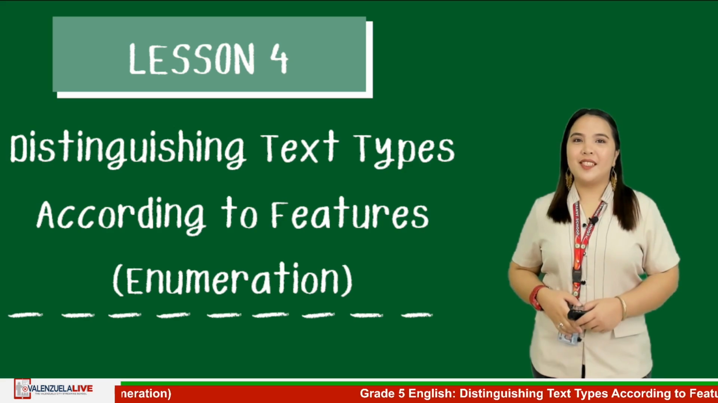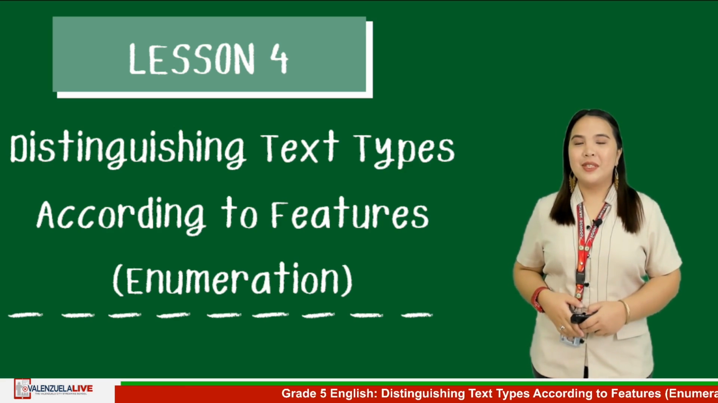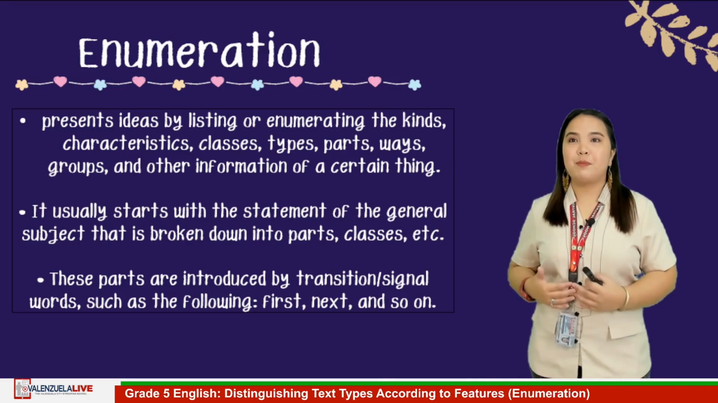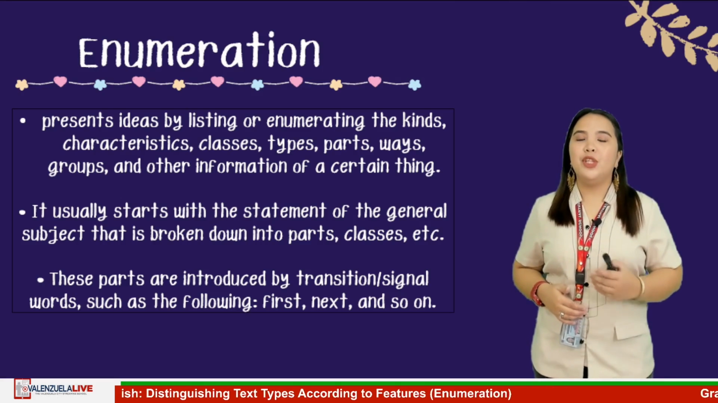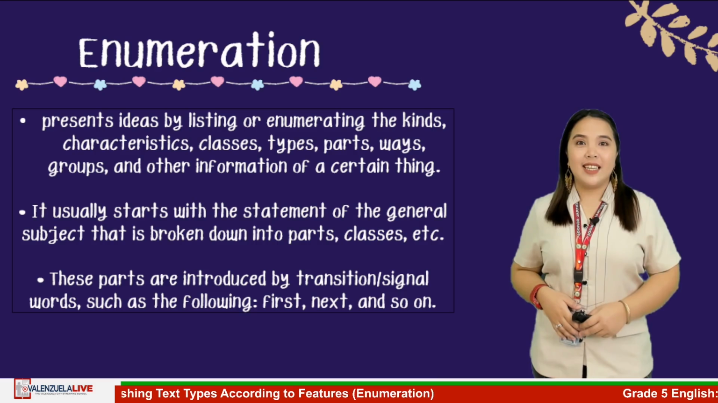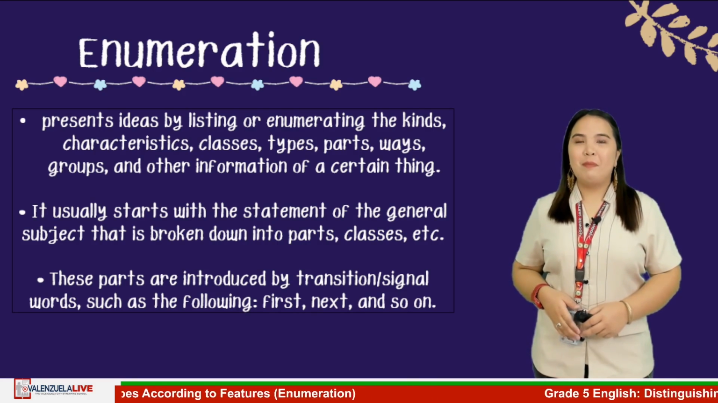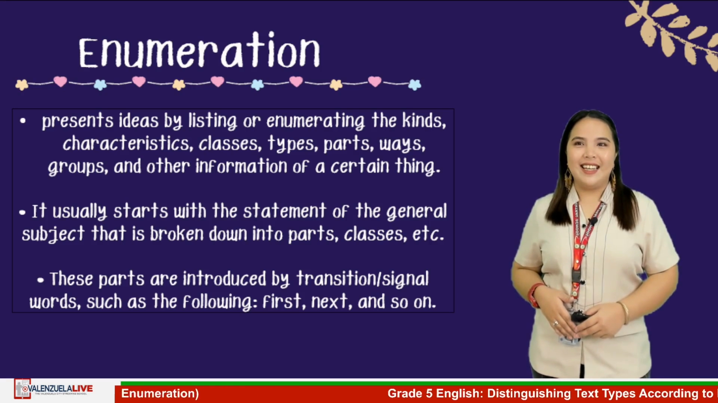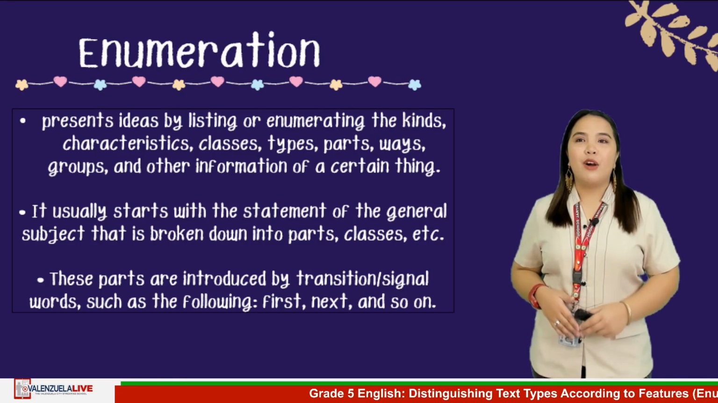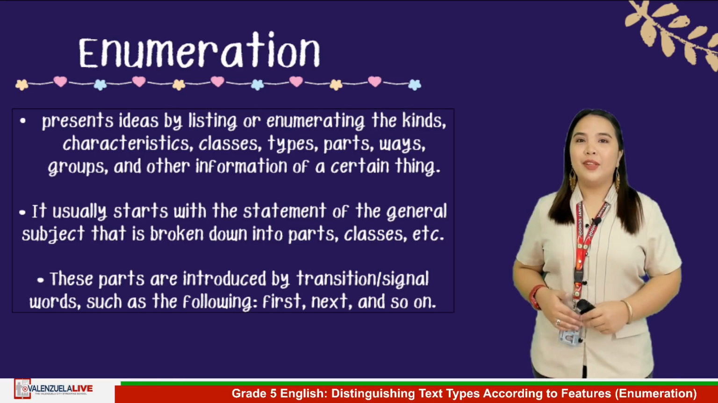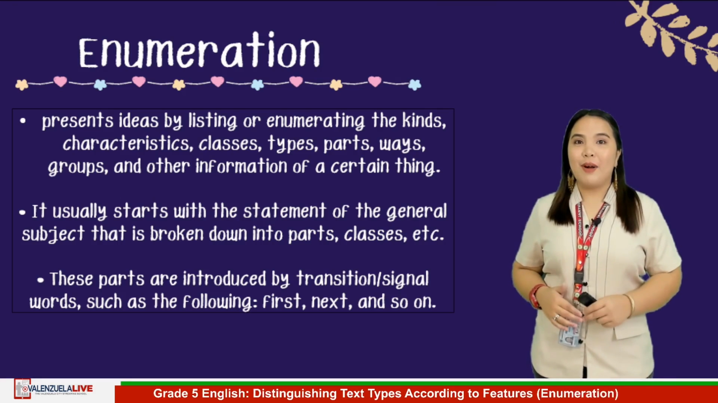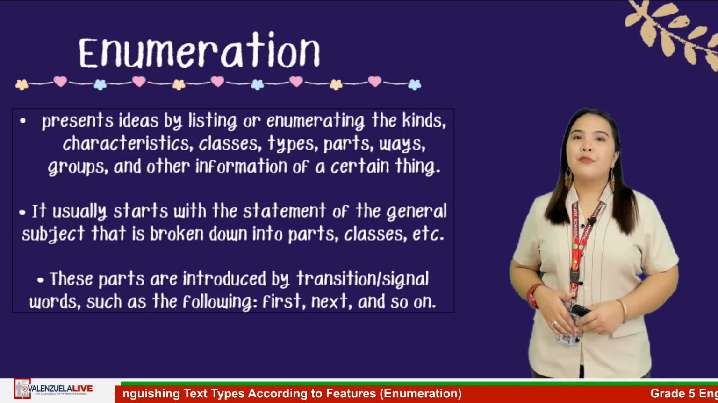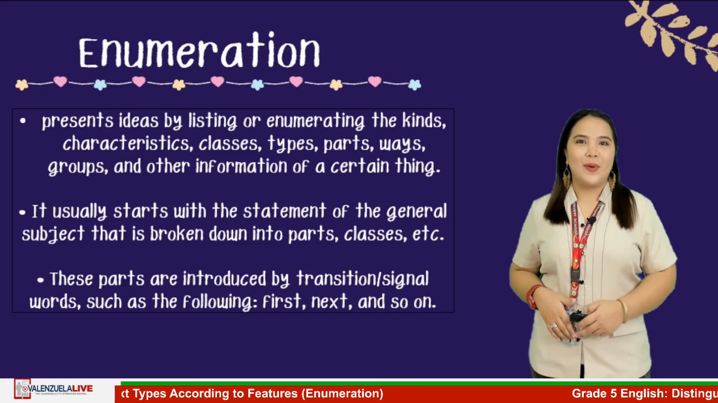Today, we will learn about distinguishing text types according to features. Our focus is enumeration. Enumeration text types present ideas by listing or enumerating the kinds, characteristics, classes, types, parts, ways, groups, and other information of a certain thing. It usually starts with a statement of the general subject that is broken down into parts or classes. Those parts are introduced by transition signals or markers such as the following: first, next, and so on.